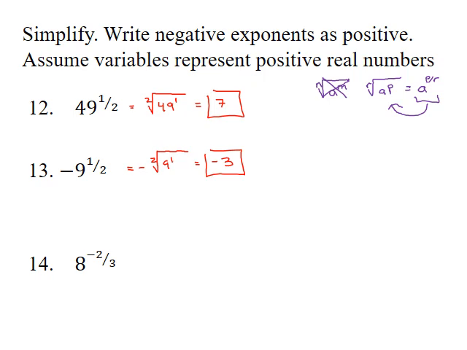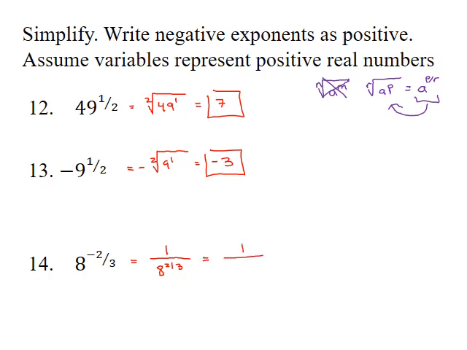One of the properties I showed you a little bit earlier today is that if you have a negative exponent, you can use the reciprocal rule and rewrite this as 1 over 8 raised to the positive 2/3 instead. And then same idea.